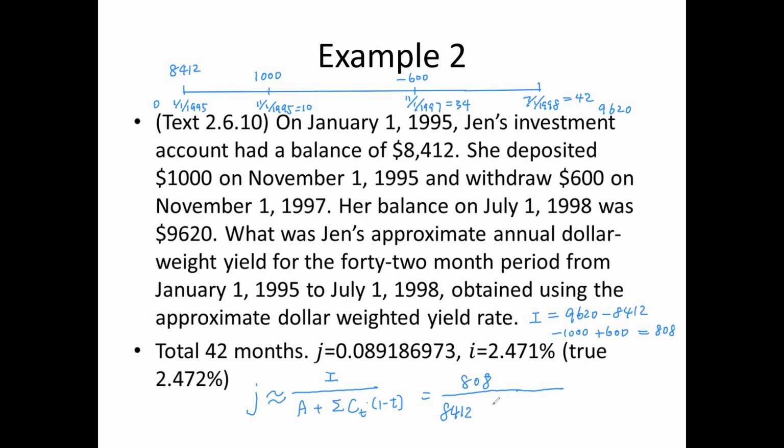All right, let's work with the summation of the weighted average of the contribution. Let's work with 1000. 1000 is from month 10 to 42, so there are 32 months left. 32 over 42. When you treat the whole time period as 1, all these times are less than 1. That's something you need to be very careful about. And now you have a minus 600. The time to the end is 42 minus 38, which is 8 over 42. That's it. There are no more contributions. So you calculate it out. It is 0.0891869, something like that. This is the J.